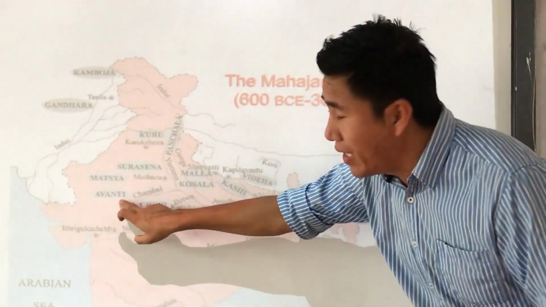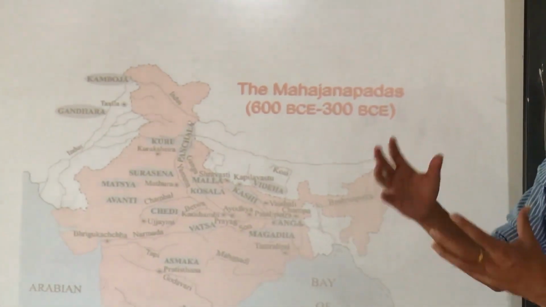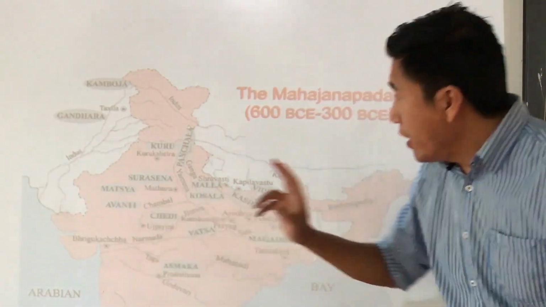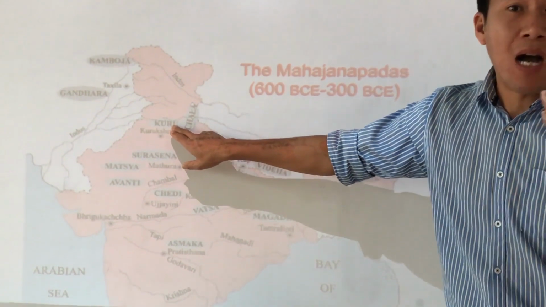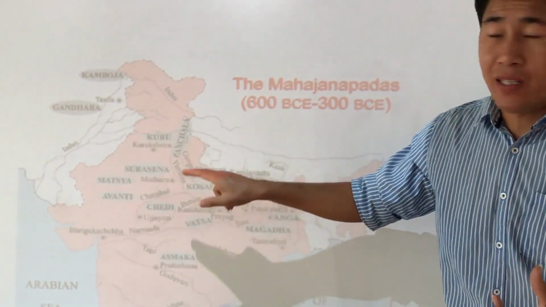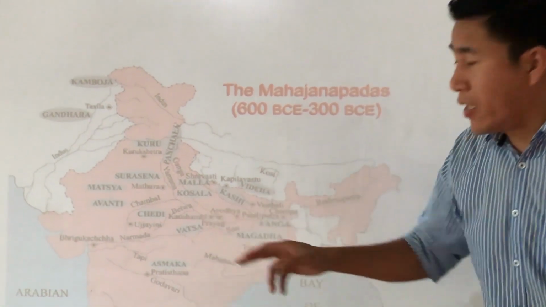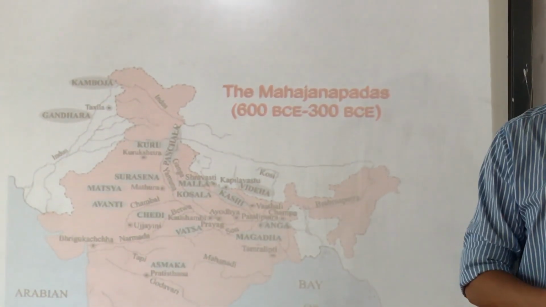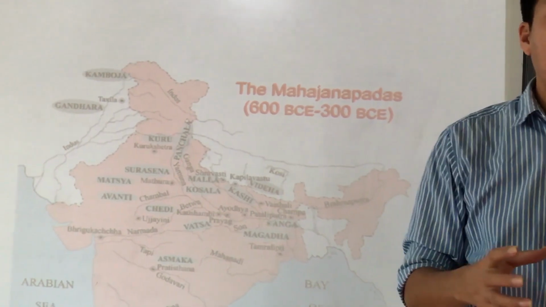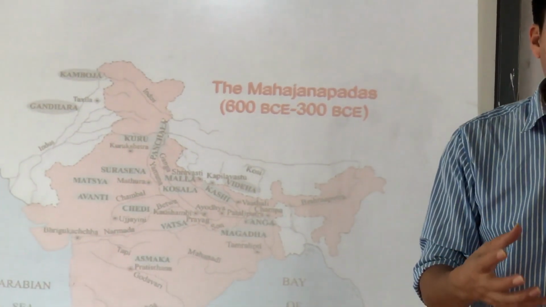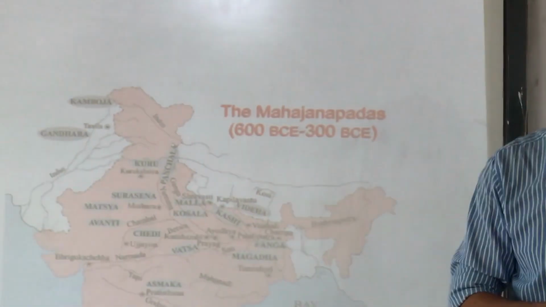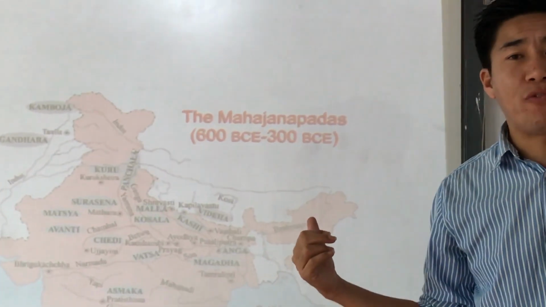Then we have Avanti, right? In the Malwa region, like Madhya Pradesh, here. Then we have Kuru, right, where the Mahabharata happened, in Haryana and the Punjab area. Then we have Panchala. Then we have Kosala in the Awadh region, in UP. So these are some of the important Mahajanapadas among the 16 that I told you before.